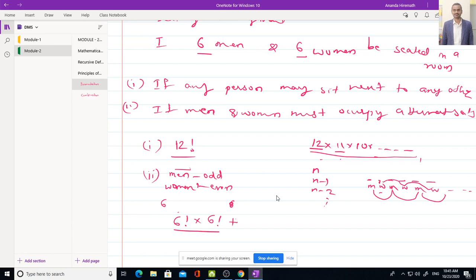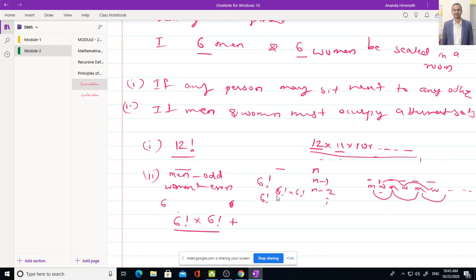Are you understanding why I have written 6 factorial into 6 factorial? Yes, sir. Let me once again repeat it. There are 6 men and 6 positions for men, fixed only at odd places. There are 6 odd places and 6 men, so it is 6 factorial. Now for every such arrangement, there are again 6 women who can be arranged at even places, again 6 factorial. So according to the product rule, it is 6 factorial into 6 factorial. This is one part of this problem.